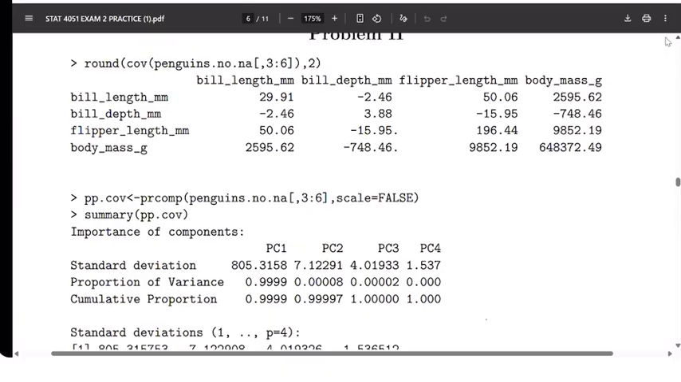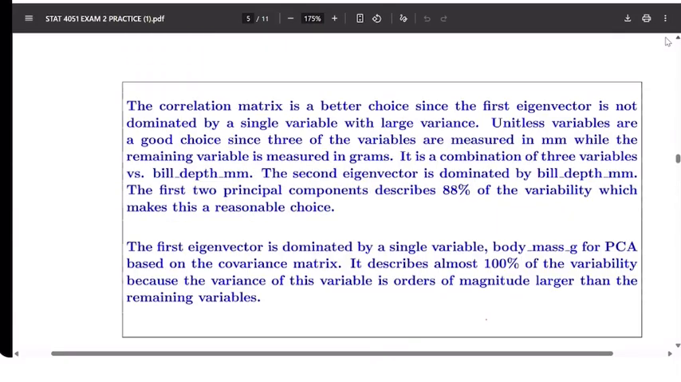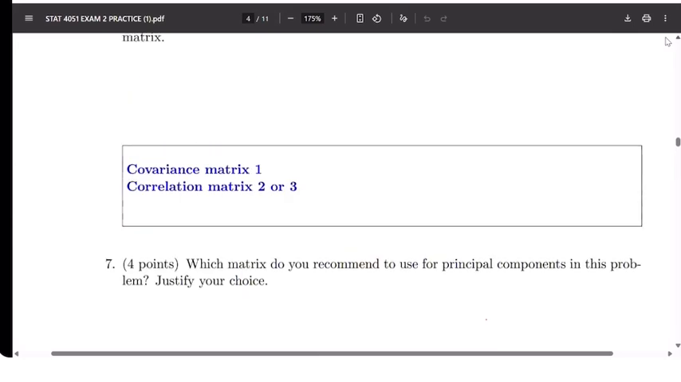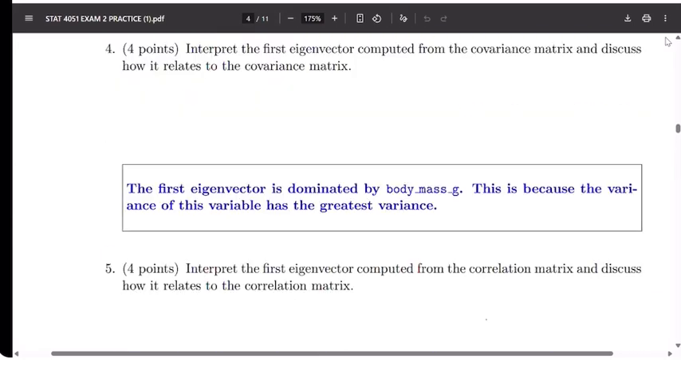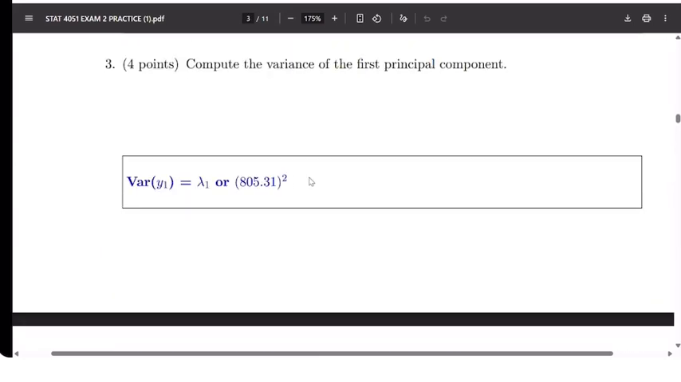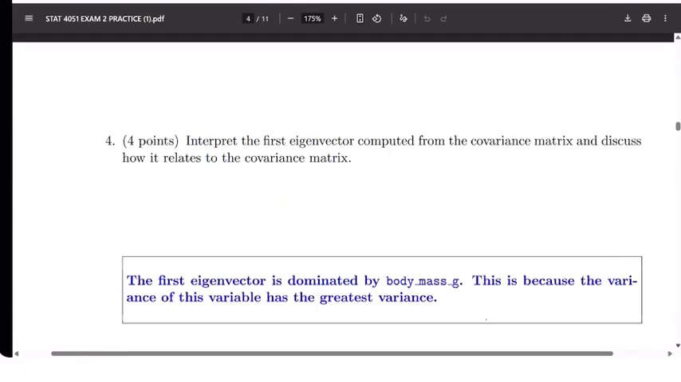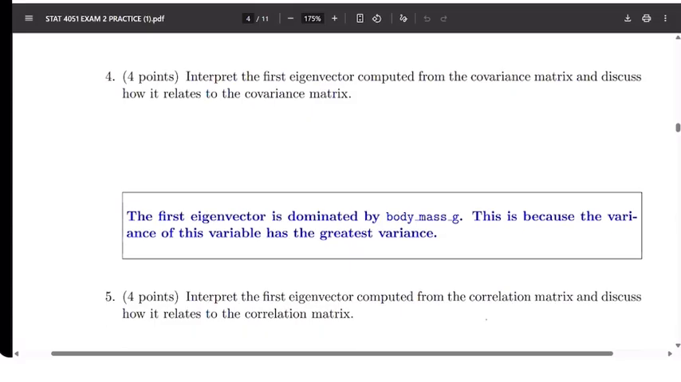Now, I'm done with that one. I'm going to go to the next question, okay? I'm already done. You know, I squared that, or we call it lambda 1. Another question says, okay, now you need to know how to interpret the first eigenvector computed from the covariance matrix and discuss how it relates to the covariance matrix.